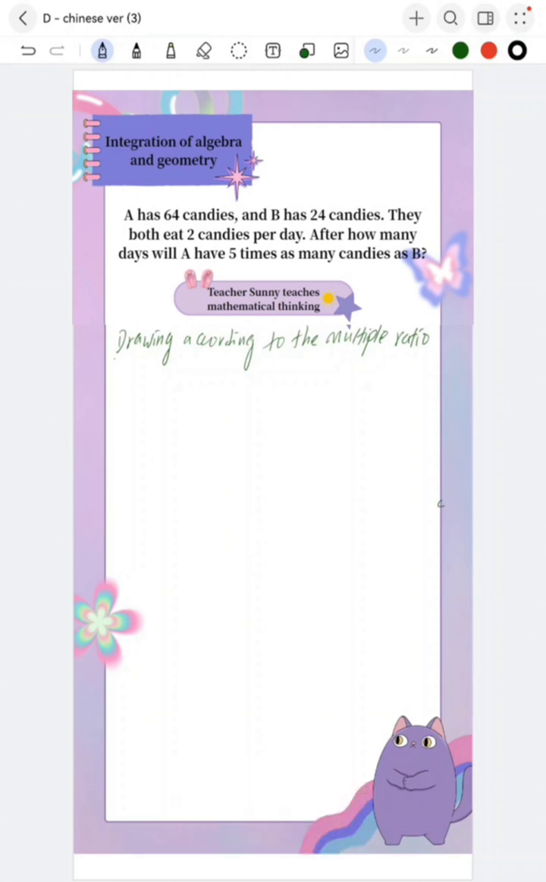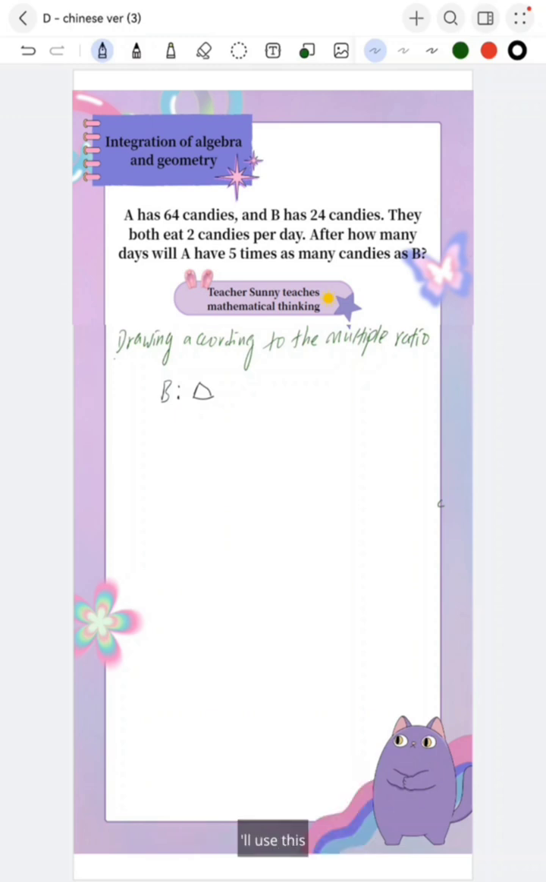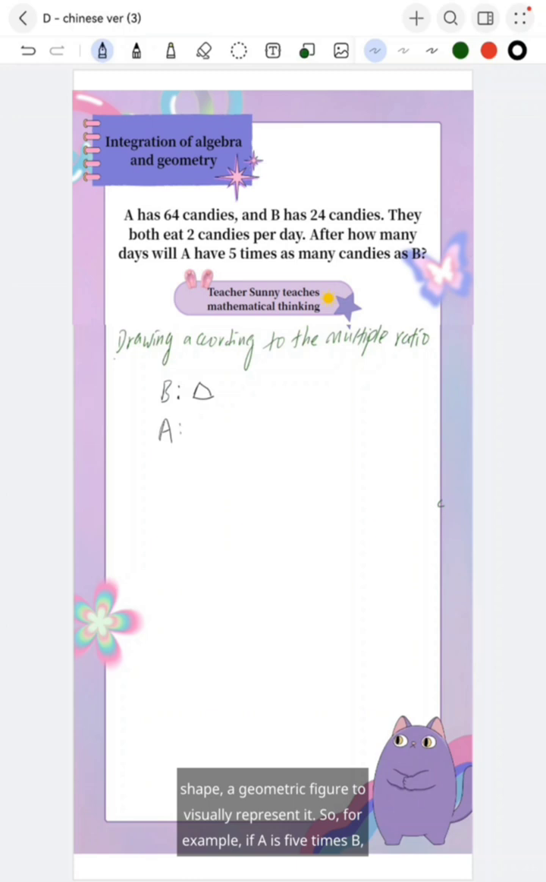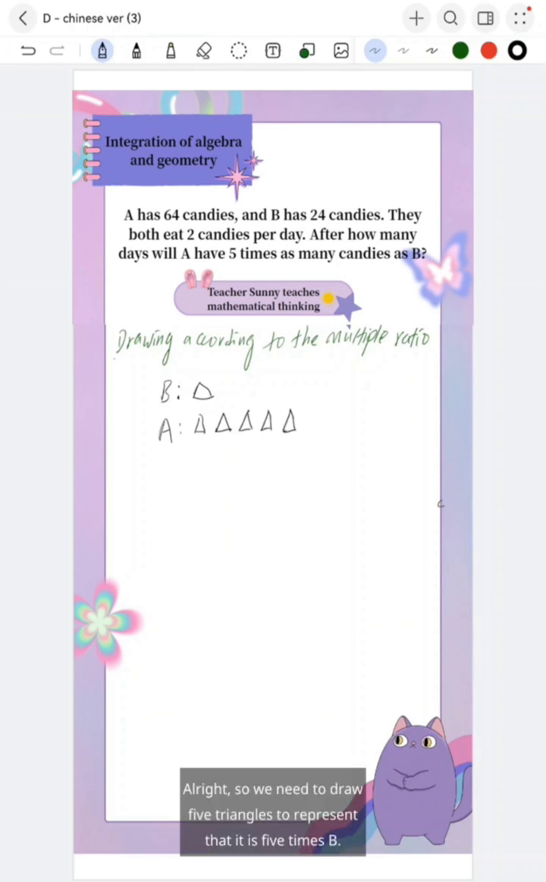This tells us B has fewer lessons than A. If we use triangles to represent the number of lessons for B, of course you could also use line segments, but here we'll use this shape, a geometric figure, to visually represent it. So for example, if A is 5 times B, that means we need to draw 5 triangles. Alright, so we draw 5 triangles to represent that it is 5 times B.